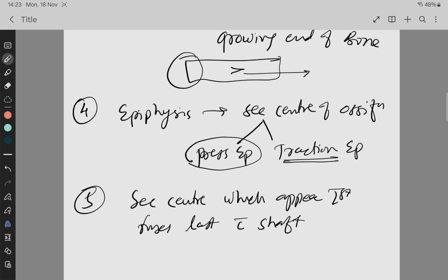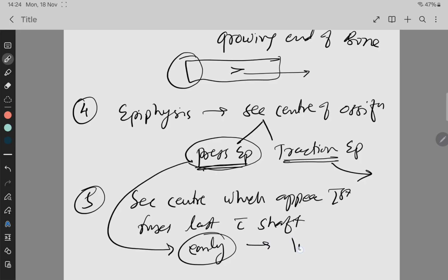What is the lower end of the fibula? The lower end of the fibula is an example of pressure epiphysis, and the upper end of the fibula is an example of traction epiphysis. Pressure epiphysis fuses early. Though the lower end epiphysis center appears first, it also fuses first because it is an example of pressure epiphysis. The upper end of the fibula is an example of traction epiphysis, so though it appears late, it fuses later.